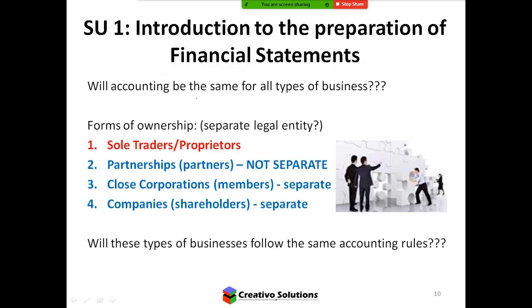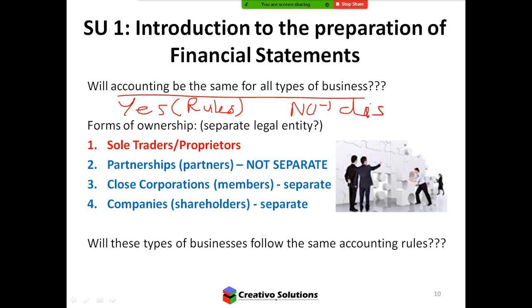There's the revision note about the different types of businesses. Will the accounting be the same for all types of businesses? What do you think? Yes. When you say yes, what will be the same? Like you said, the basics, like an asset will stay an asset. 100%. But then the disclosure would be different. Well done, that's brilliant. Good answer. If you went with no, that's also correct, and then you would just talk about the disclosure.